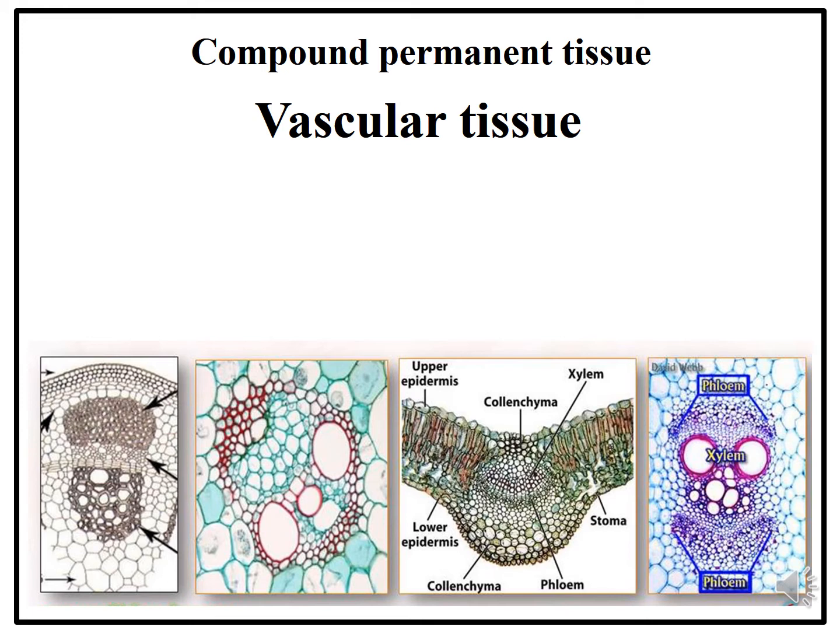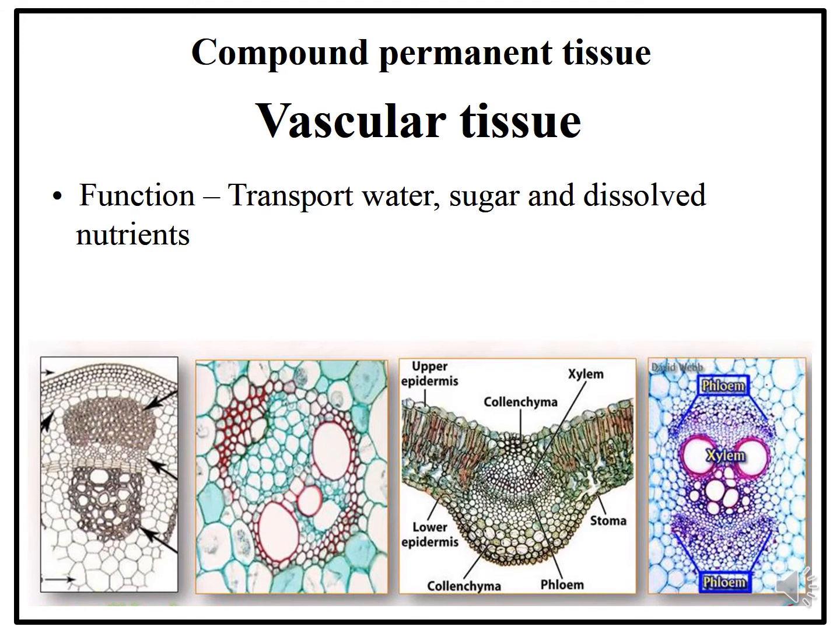The second type of compound permanent tissue that we find is called vascular tissue, and that is basically the tissue that transports water, sugars, and dissolved nutrients through the plant. So the water is absorbed by the roots and it needs to get to the stems and the leaves somehow, and that water is transported through vascular tissue or vascular bundles. And the same with sugars that are formed in the leaves through photosynthesis, which need to get to the roots somehow. That movement is through the vascular tissue.